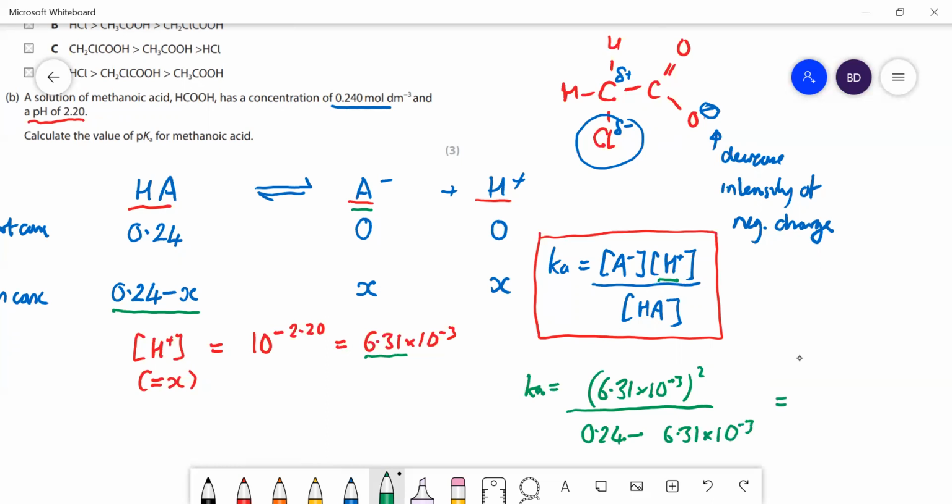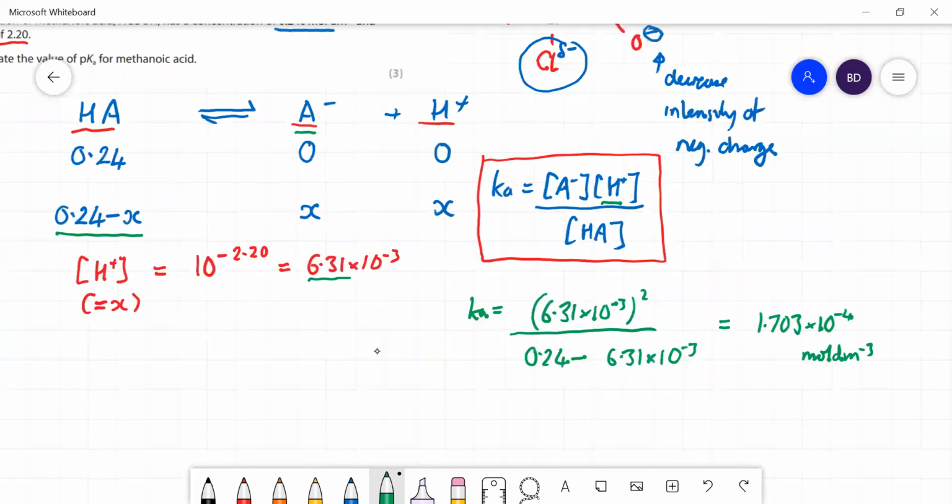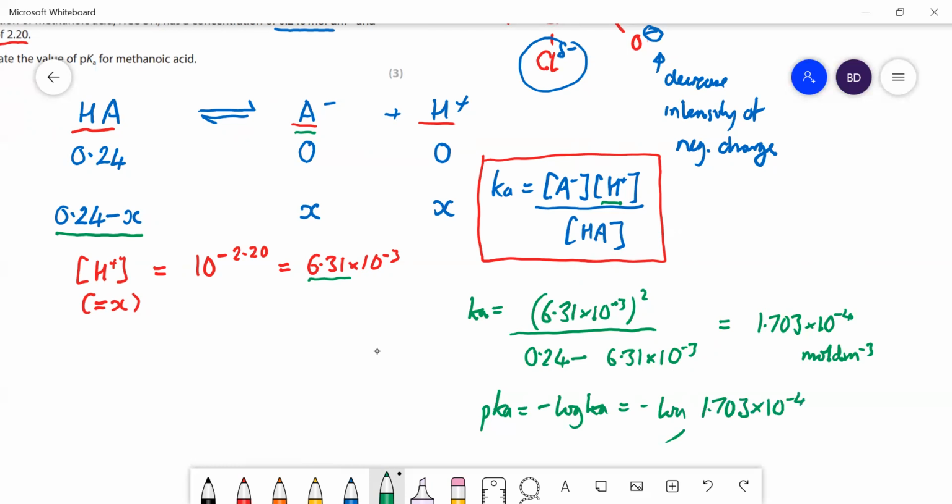Evaluate that in your calculator and you get 1.703 times 10 to the minus 4, and the units would be mole per decimeter cubed. That's the value of Ka. And if we remember the definition of pKa, pKa is equal to the minus log of the Ka. So it's minus log of 1.703 times 10 to the minus 4, and that gives us 3.77. That's our answer.